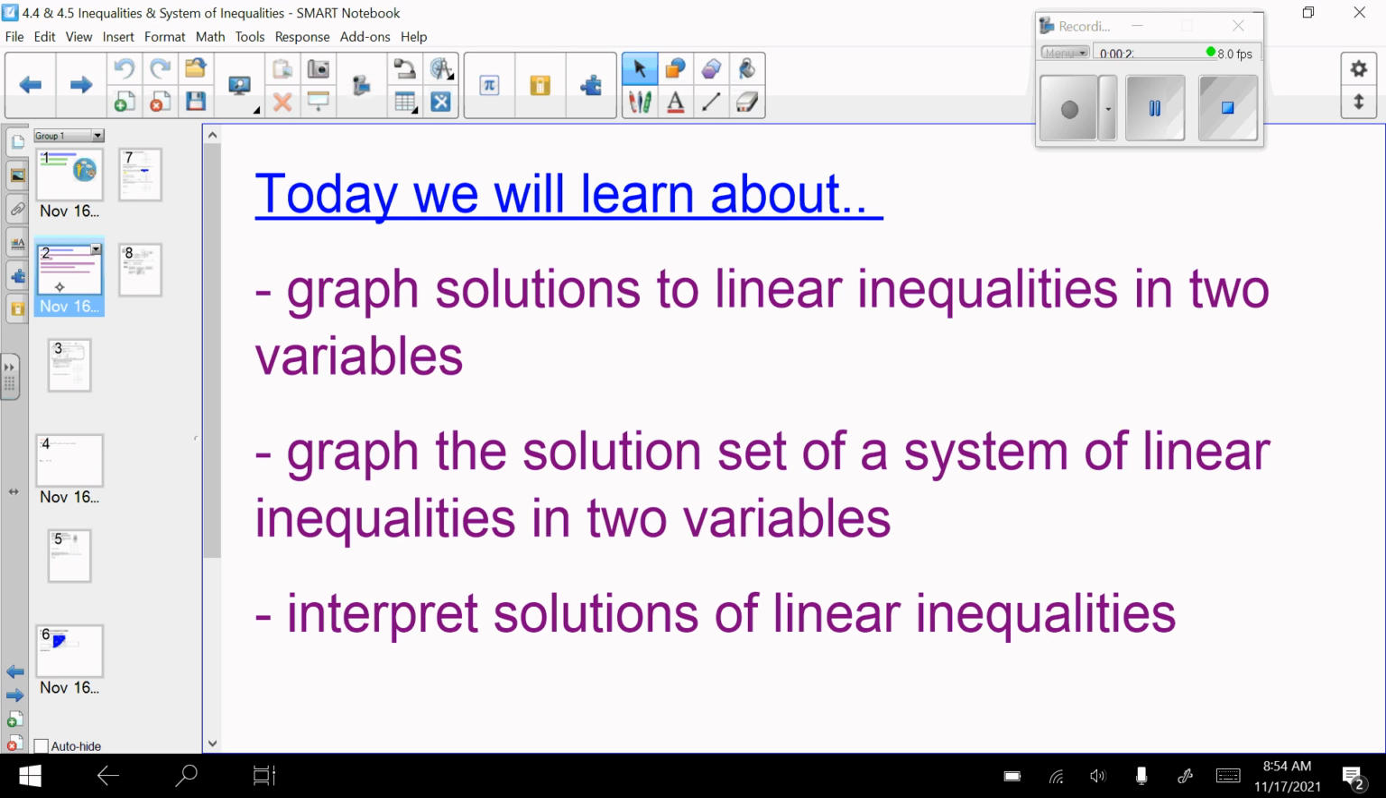Remember, like when we graphed lines, if they intersected, that's where the solution was true. If they never intersected, they were parallel, there was no solution. And whenever they were the same line, it was infinite. So it's kind of similar to that. Now we're just going to look at them with inequalities and what that means. Same kind of concepts though.